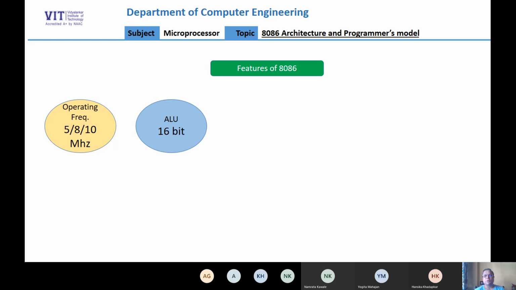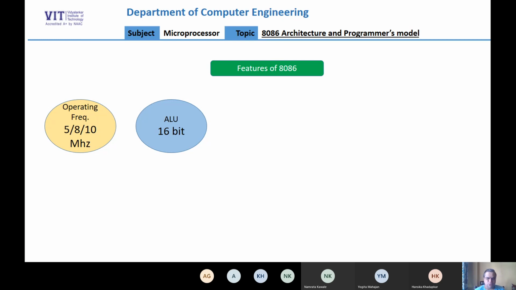This is also a very important specification about a processor, and the ALU of 8086 processor is 16-bit ALU. Now what does this really mean? It means if I ask the 8086 processor to perform some operation on the operands, let us say addition of two numbers or subtraction of two numbers, then what is the maximum size of the numbers that I can process? That is decided by ALU bit capacity.